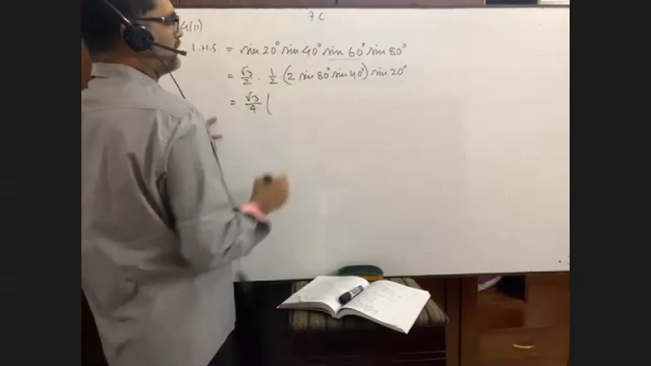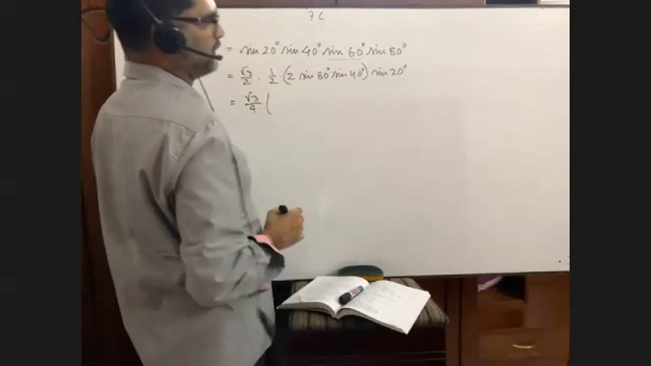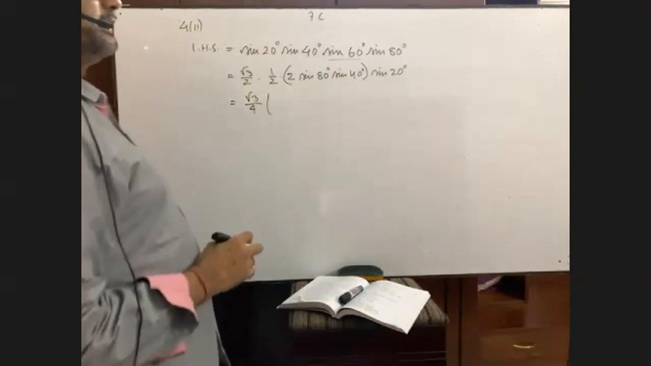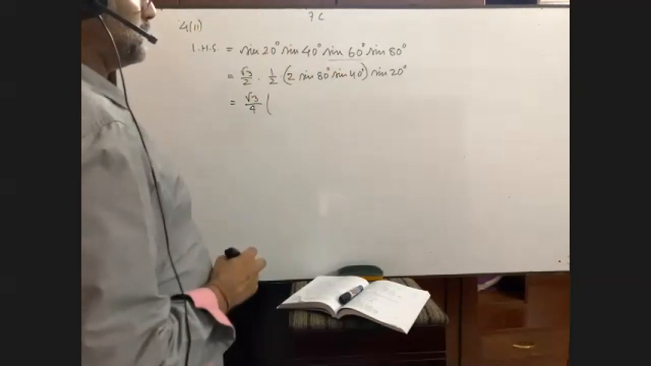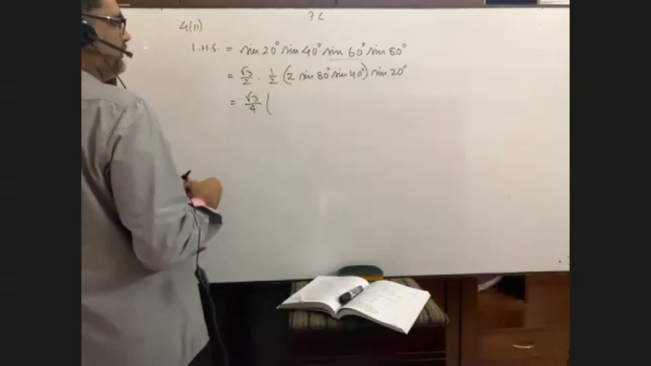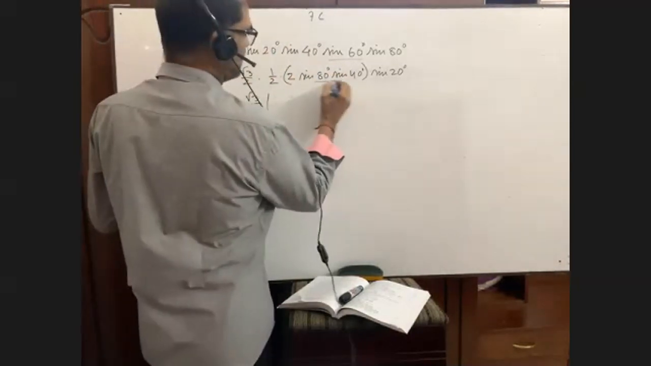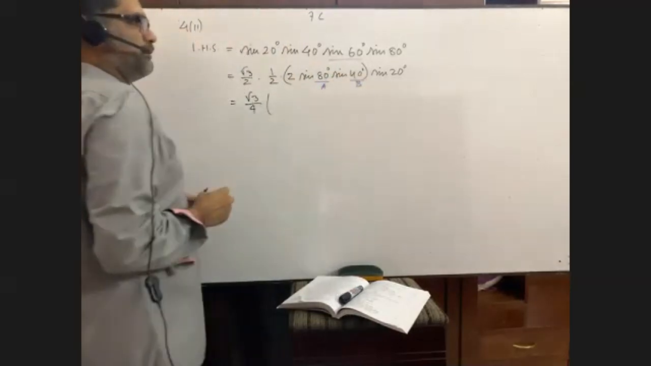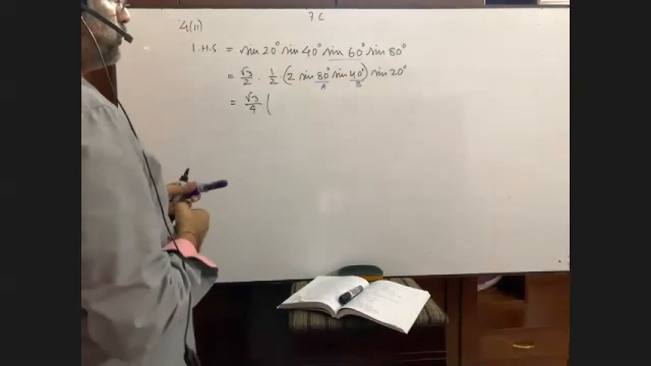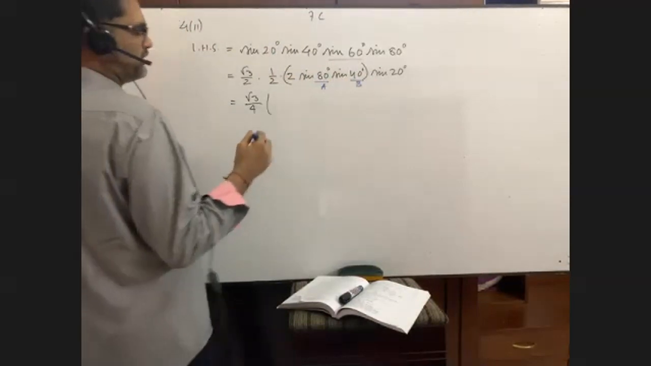And here the formula, 2 sine A sine B formula. Please let me know. 2 sine A sine B equals cos of A minus B minus cos of A plus B. This is A and this is B. That is formula number 8, right? Formula number 8. What is the formula?